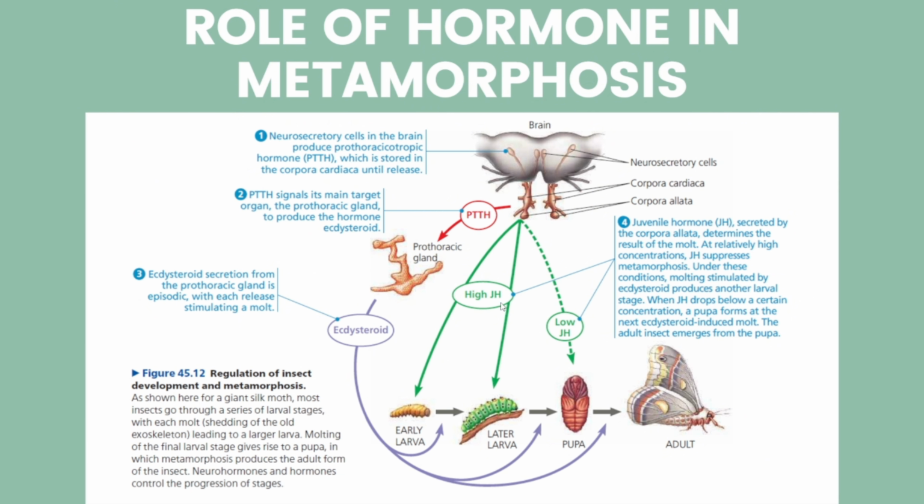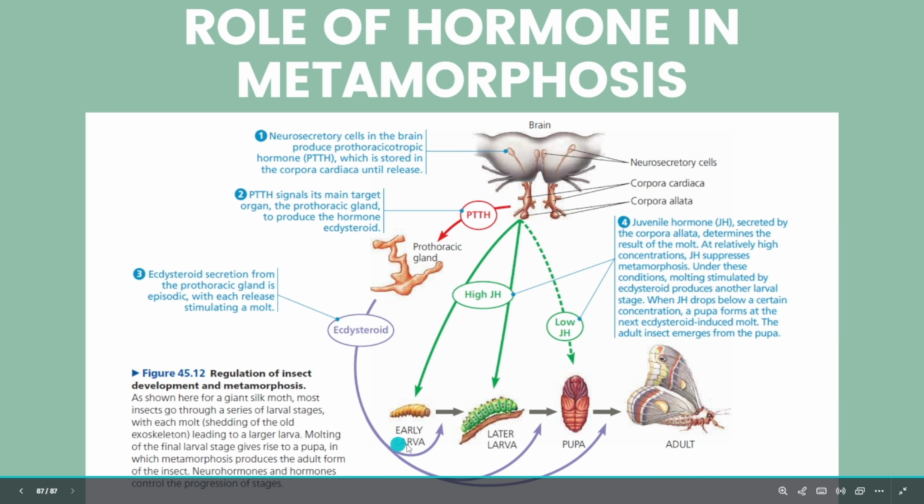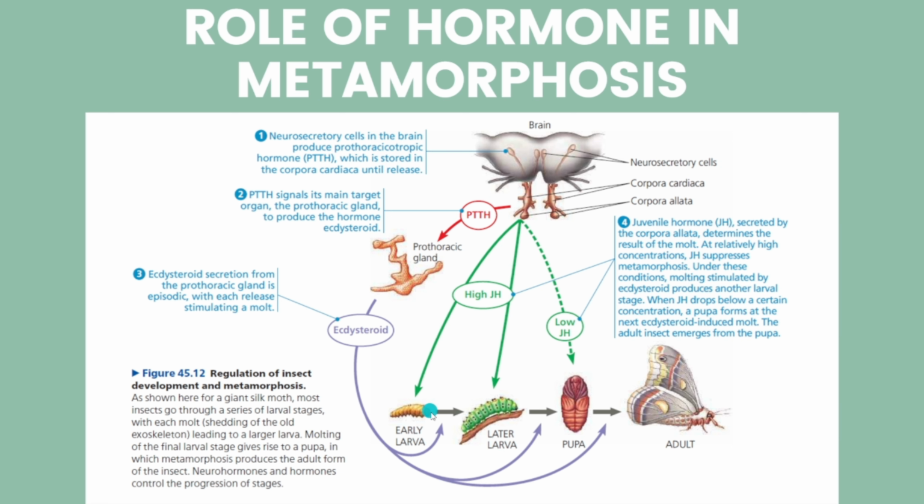How about juvenile hormone? Juvenile is like a teenager, meaning this hormone suppresses the metamorphosis process. Ecdysone induces both metamorphosis and ecdysis, but juvenile hormone suppresses metamorphosis. So in the larva stage, juvenile hormone is high. Even though ecdysone is present, it only induces ecdysis, with no metamorphosis.